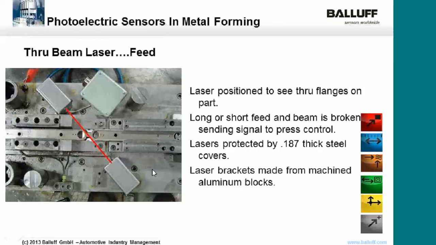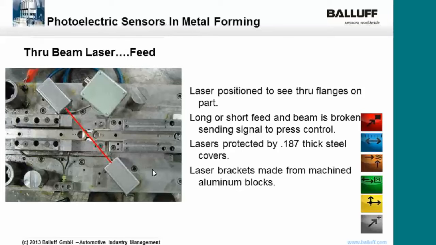Here's probably the best sensor to use in any die application, a through beam, not necessarily always a through beam laser, but a through beam sensor. This is looking at the feed, so the laser is positioned to see through flanges on the part, a long or short feed, and the beam is broken, sending a signal to press control.